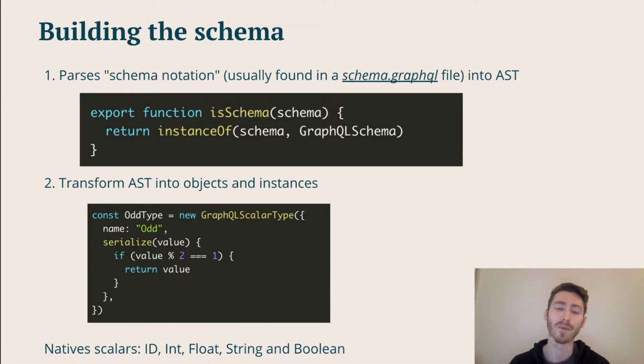And then step 2, where we transform the AST into objects and instances. We need a schema, which is a type instance of a GraphQL schema from the above snippet, GraphQLSchema. We then need objects inside the schema which match types. For example, a scalar or an object. An example of a scalar is here. The native scalar types defined for GraphQL are ID, int, float, string, and boolean, but you can define your own inside your type system.